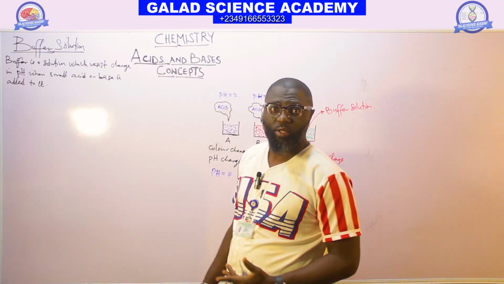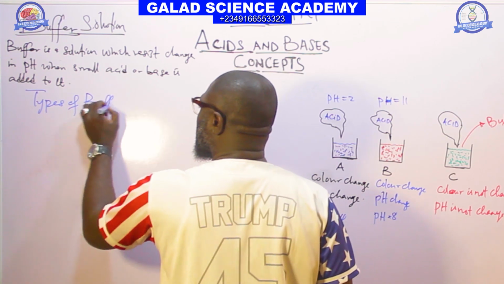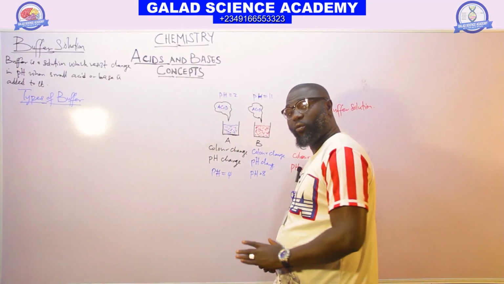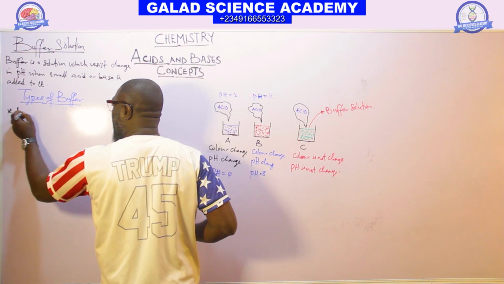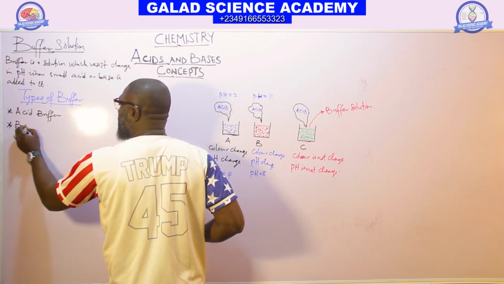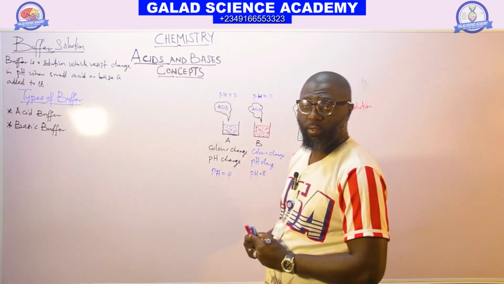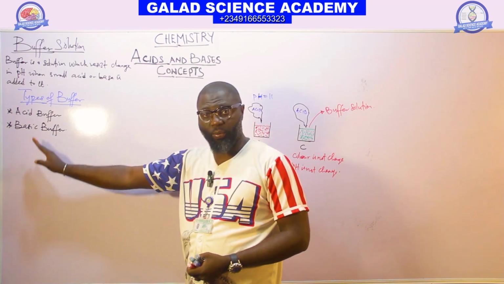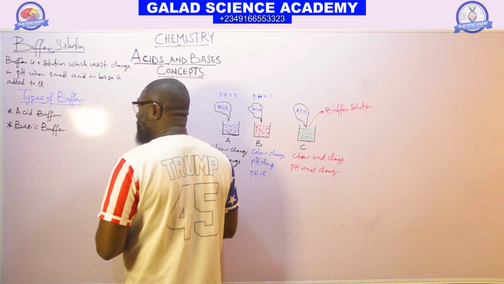Then let us look at the types of buffer solution. Normally there are two types of buffer solution. The first one we have is the acid buffer, and we also have the basic buffer. So let's take it one after the other. What is an acid buffer, and then what is a base buffer? The acidic buffer, the first one, starts from what?